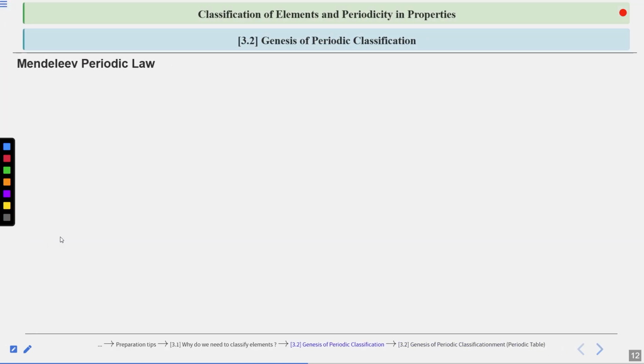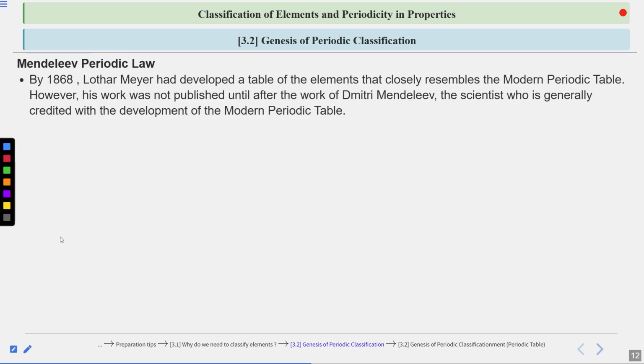Then came the Mendeleev periodic law. So this was the most advanced theory before the long form of the periodic table. We know that in 1868, Lothar-Meyer did that same thing. So he also followed Lothar-Meyer's trend by using the atomic weight. Remember, students, till now, each and every classification that we have seen is based upon the atomic weight. And Mendeleev also used the same thing.